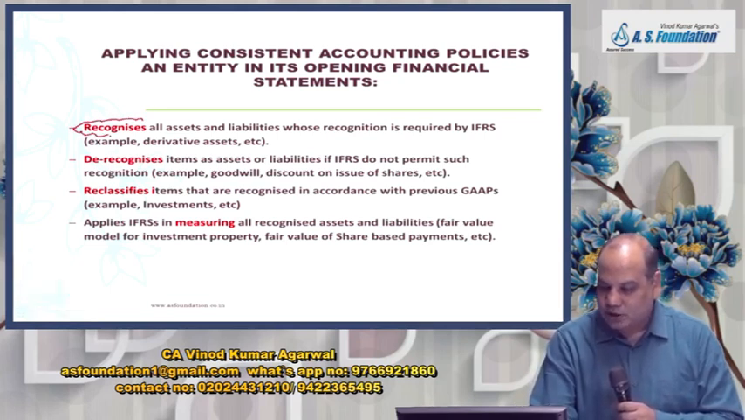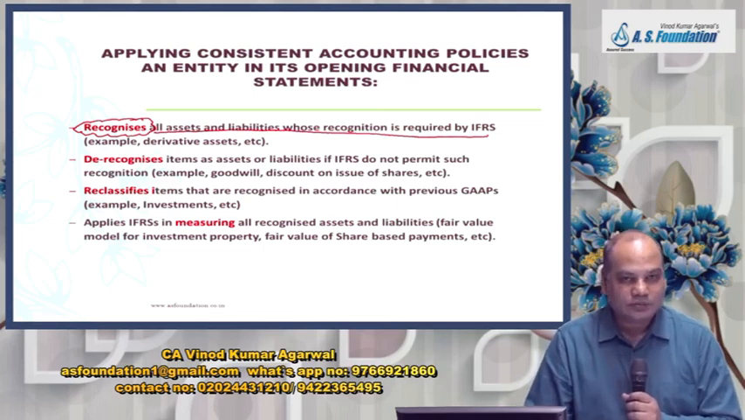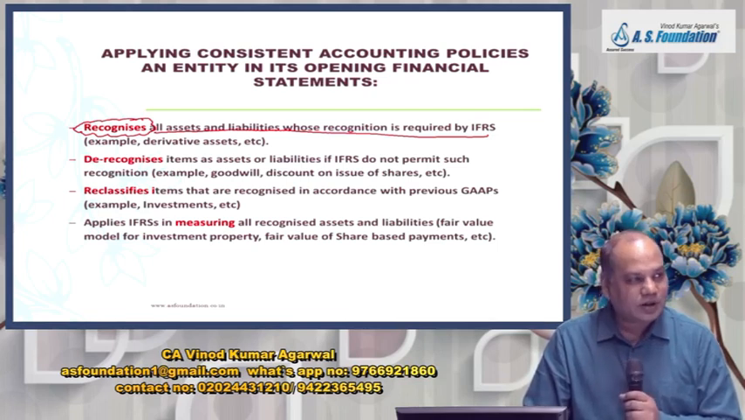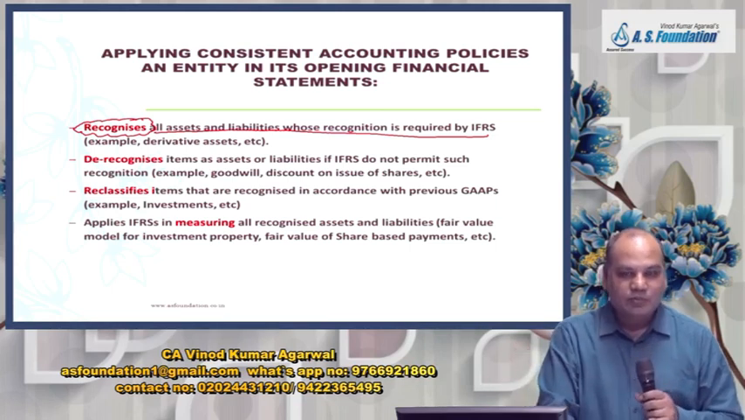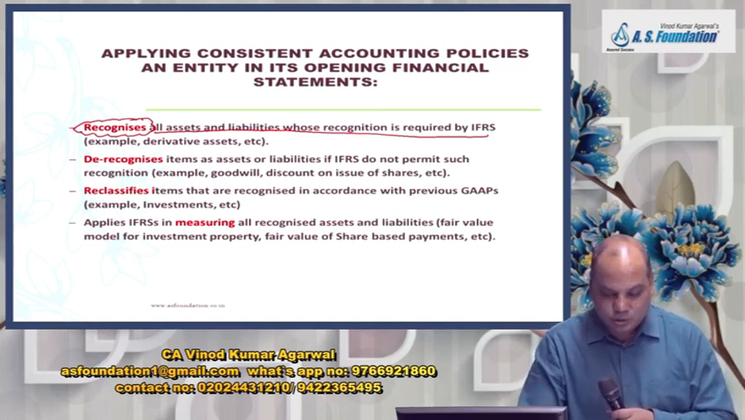You have to recognize all assets and liabilities whose recognition is required by IFRS. Now, what does that mean? It means that there may be some assets or liabilities which were not required to be recognized under previous GAAP, but IFRS may require you to recognize them. I have written one or two examples for everything, but this list of examples is just illustrative.